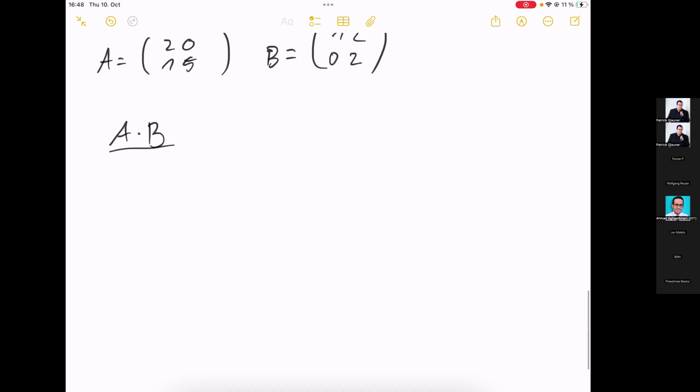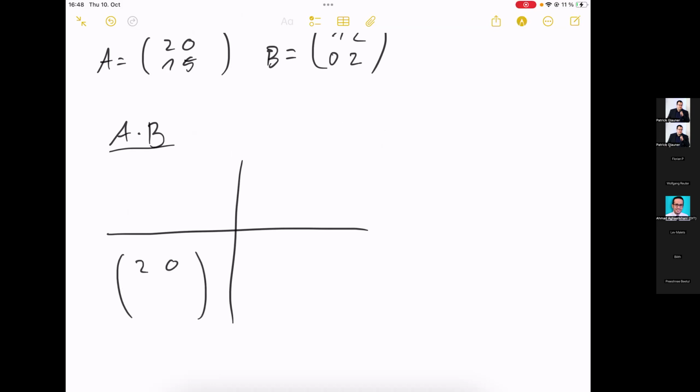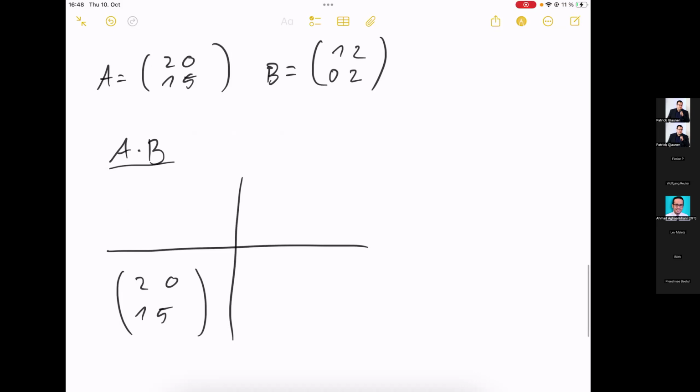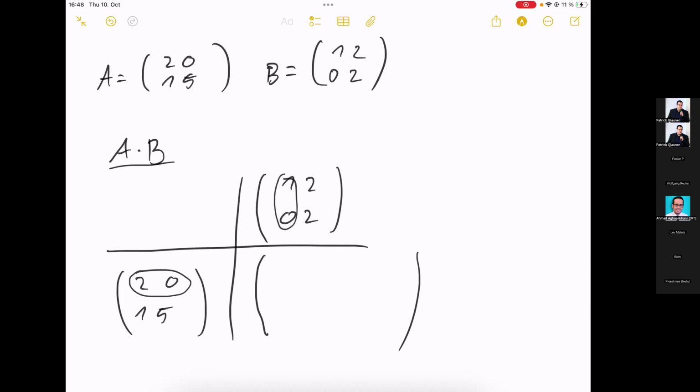So we got a suggestion. We'll see. A notation that I often use to do this is this one here. So A is 2, 0, and 1, 5. And B is 1, 2, and 0, 2. And then in order to calculate this, we have this row and this column. And we take their scalar or their inner product. So it's 2 times 1 plus 0, then it's 2. This is the first element. So just highlight these 4 elements.